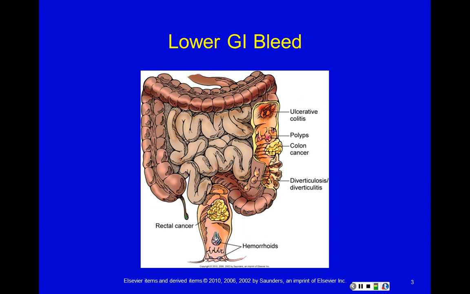So first we'll begin with discussing this slide, lower GI bleeds. As you see here, there are a number of different reasons that patients can develop GI bleeds. Some are not as serious as others. Ulcerative colitis and polyps are not going to be as serious as colon cancer. Diverticulitis will not be as serious as colon cancer, rectal cancer, and hemorrhoids.